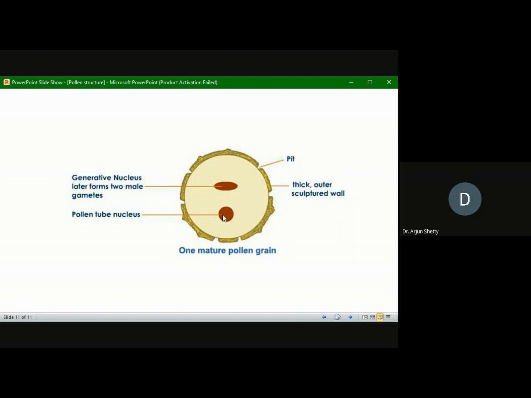Again, it is nothing but the vegetative cell nucleus, and the other one is the generative nucleus. Later, this generative nucleus will undergo mitotic division and form the two male gametes. And this is about today's class. Is that clear?